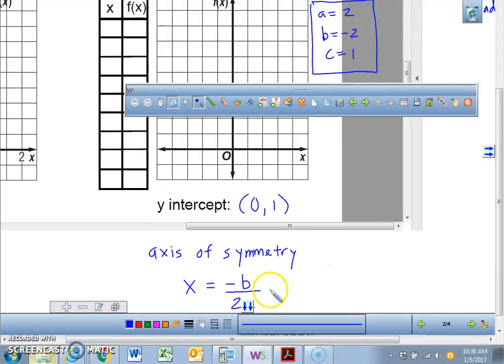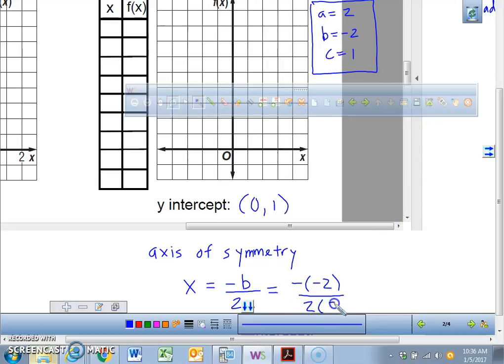And what was our b value? Our b value was a negative 2. So I have to put a negative and open up a parentheses. I'm going to put another negative there. And what is our A value? Our A value is a positive 2. So we get a negative times a negative, which gets us a positive 2 over a 4.